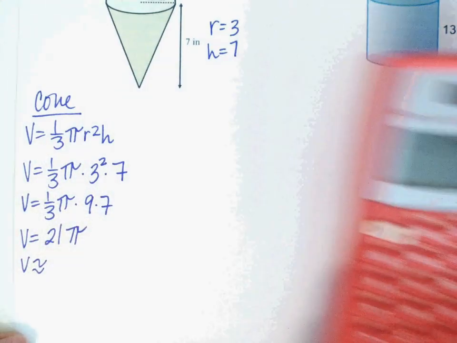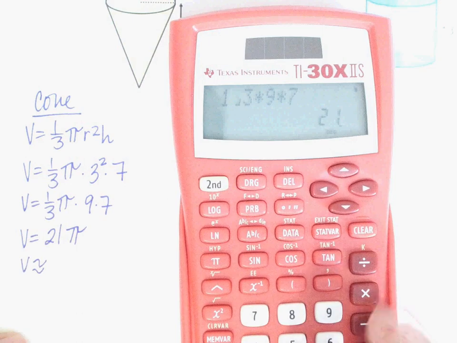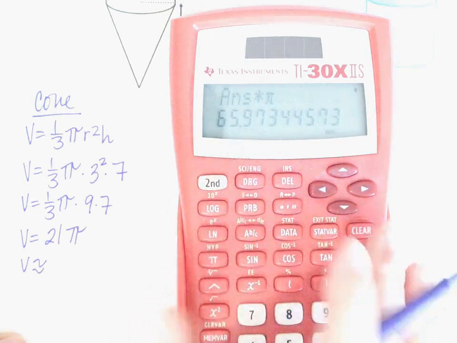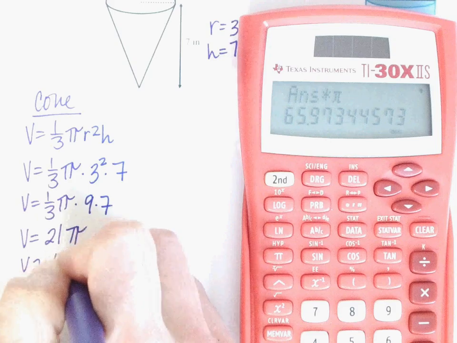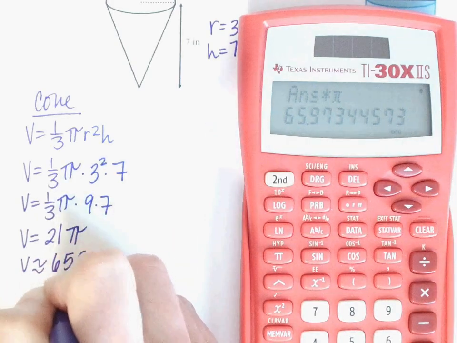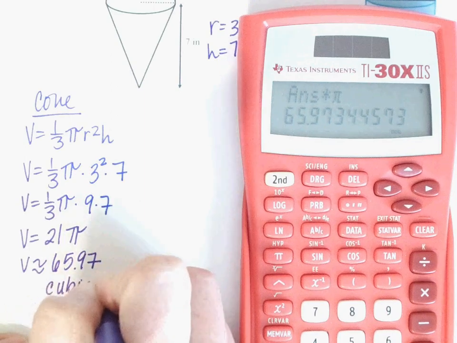Then what I'm going to do is calculate 21 times pi, and we'll round to the hundredths. I have 65 and 97 hundredths. And this is cubic inches.